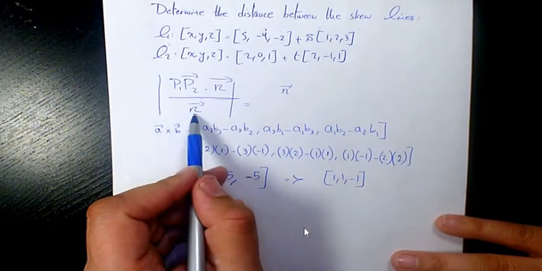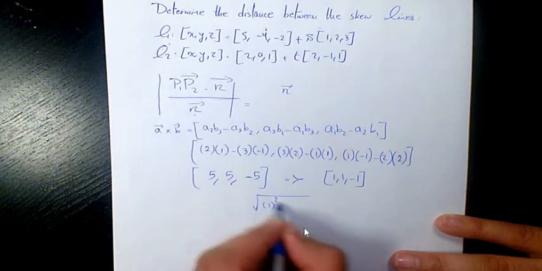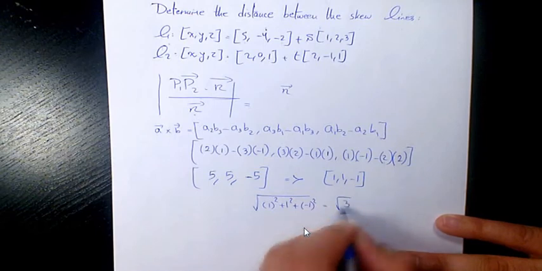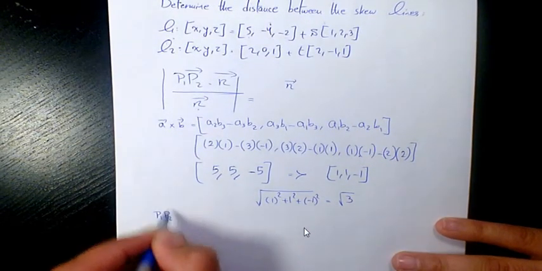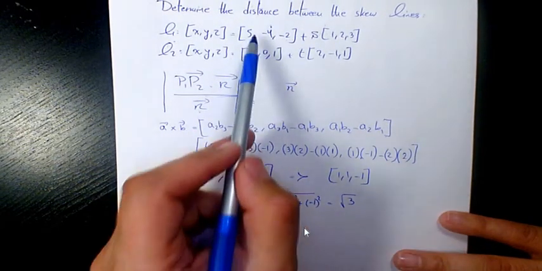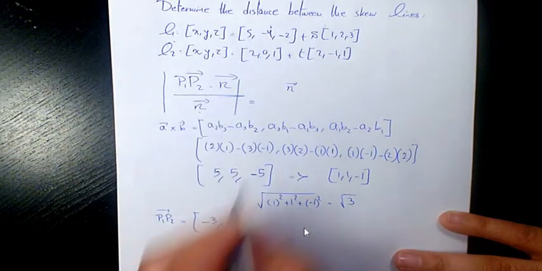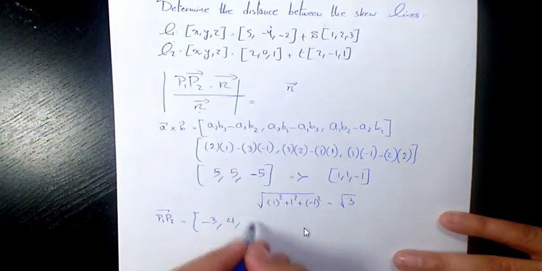If I want to find the magnitude of the normal vector for the denominator, it is going to be 1 squared plus 1 squared plus negative 1 squared. That's going to be root 3. Now let's find P1P2. P1P2 is going to be this point minus this point. 2 minus 5, negative 3. 0 minus negative 4, positive 4. 1 minus negative 2 is going to be positive 3.